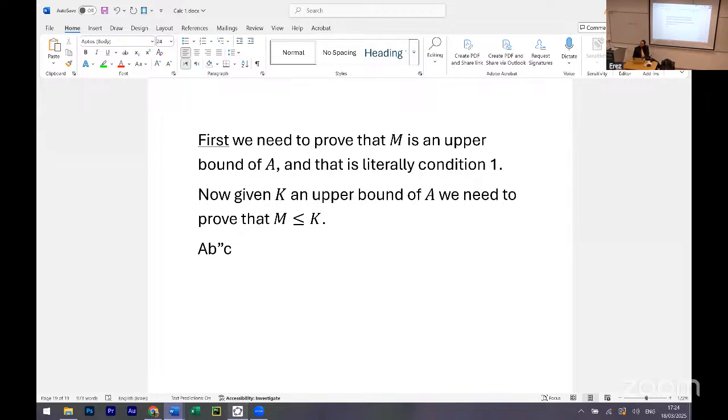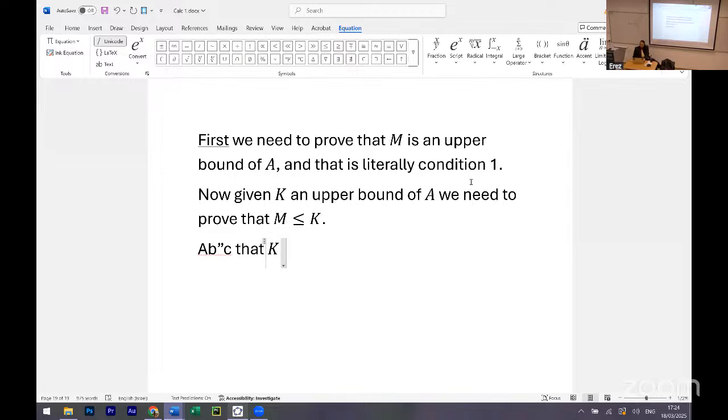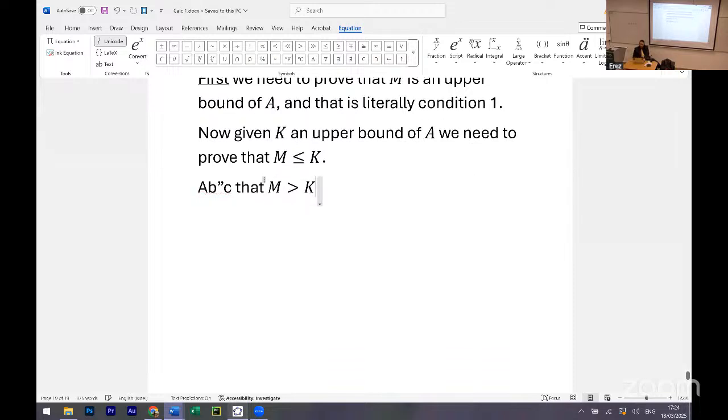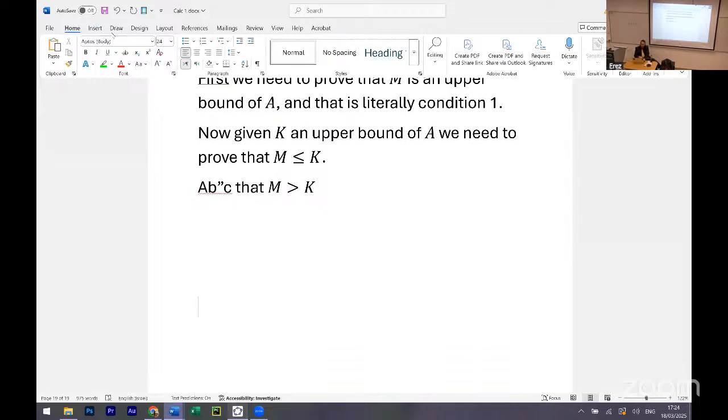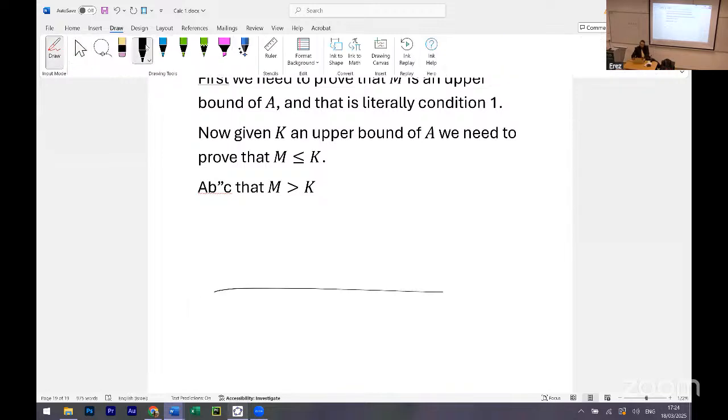Assume by contradiction that M, excuse me, is larger than K. Let's draw it for a second. That will be helpful. So this is M, and there is an upper bound here of the set A. It's kind of contradictory to the story, but we assume by contradiction, so obviously a contradiction will occur.